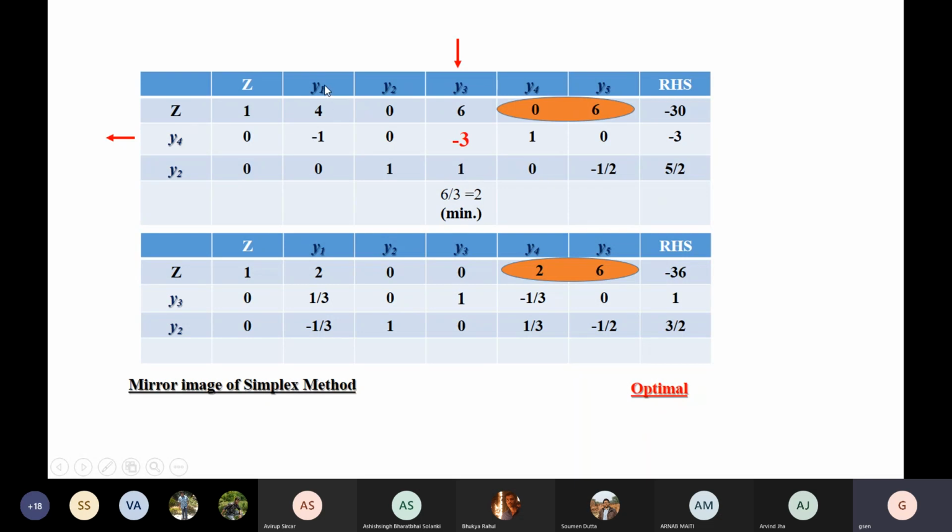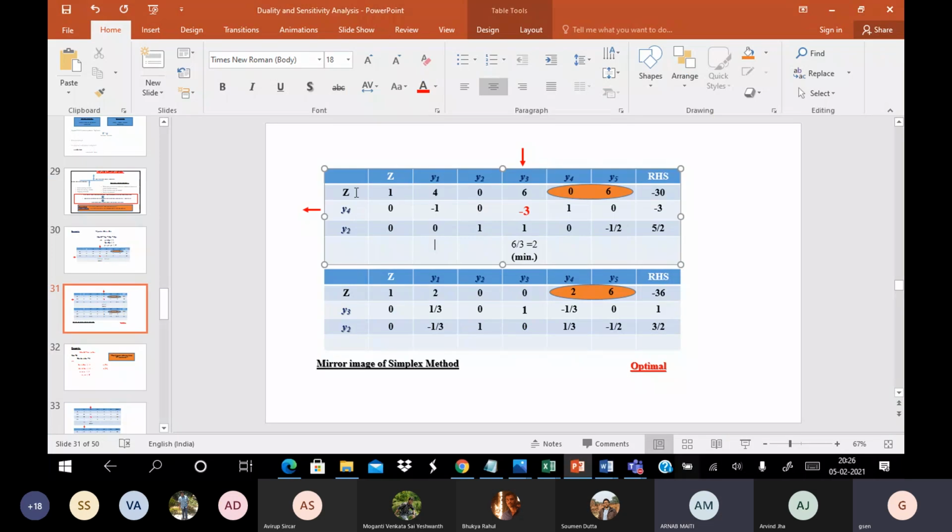Right. So y1 is 4 divided by 0, we do not do it. So y3 is 6 divided by, oh, sorry. Yes, you are right. It should be y4 only. Yes. Right, sorry. Correct.